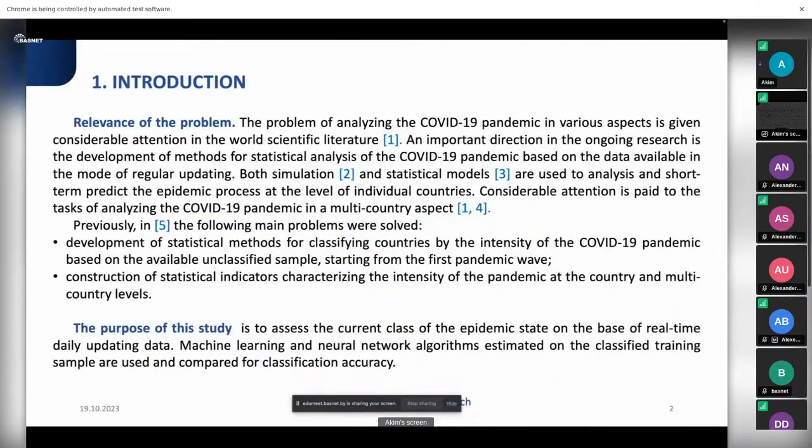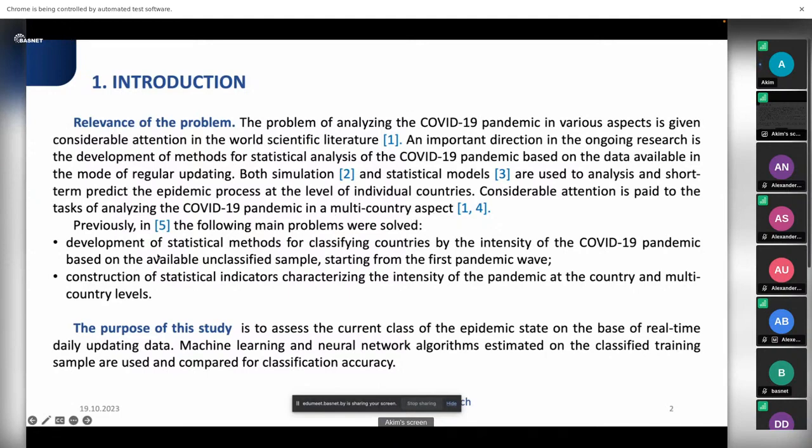The relevance of the problem is as follows. The problem of analysis of the COVID-19 pandemic in various aspects is given considerable attention in the world scientific literature. An important direction in the ongoing research is the development of methods for statistical analysis of the COVID-19 pandemic based on the data available in the mode of regular updating. Both simulation and statistical models are used to analyze and make short-term predictions of the epidemic process at the level of individual countries. Considerable attention is paid to the task of analysis of the COVID-19 pandemic in the multi-country aspect.